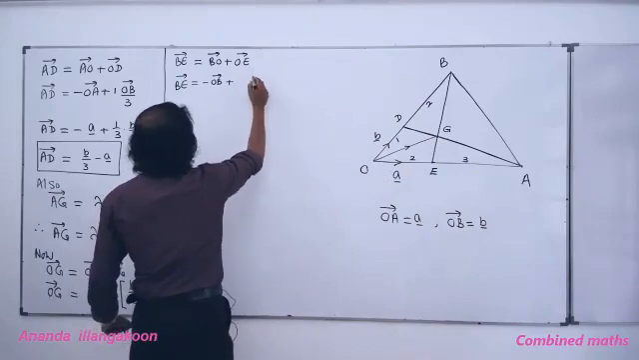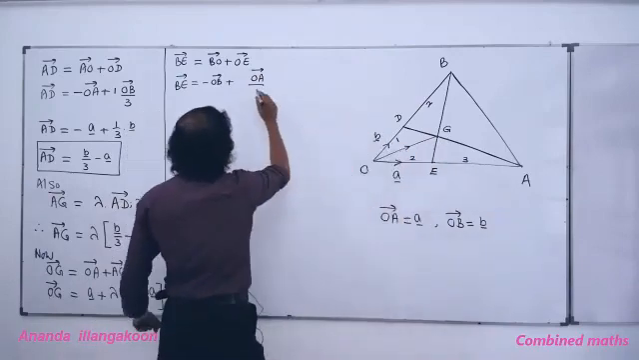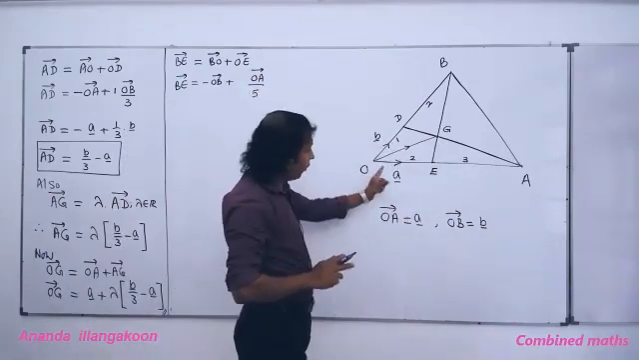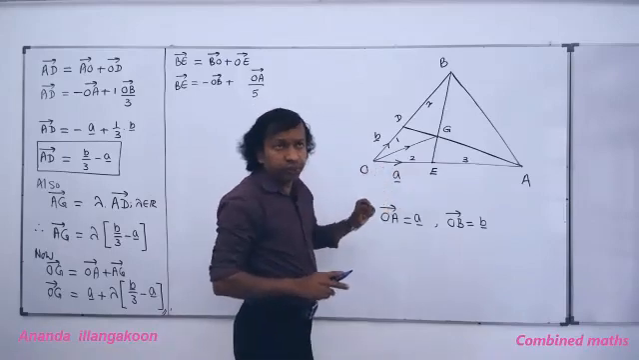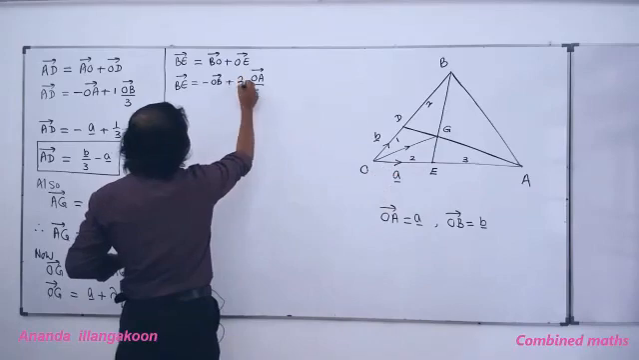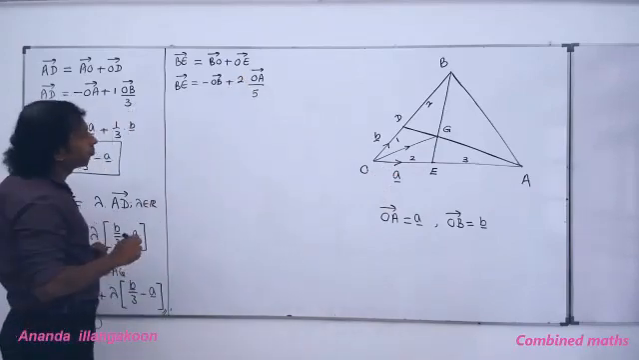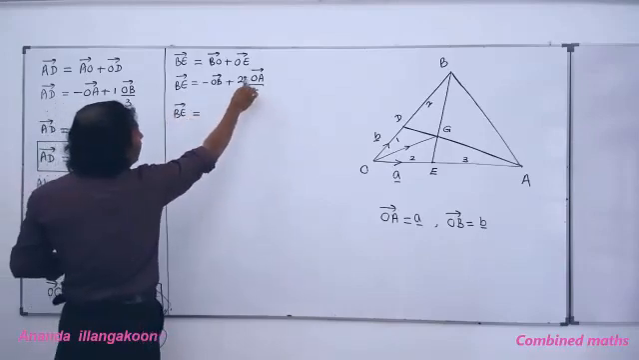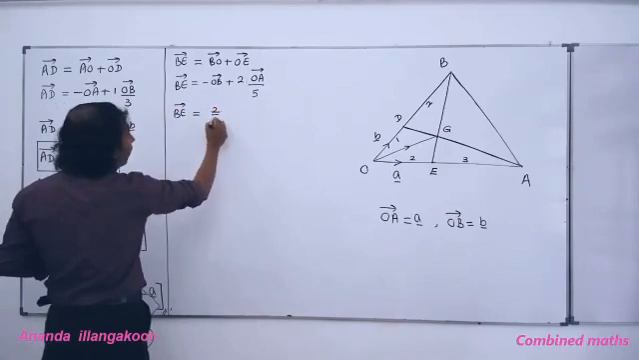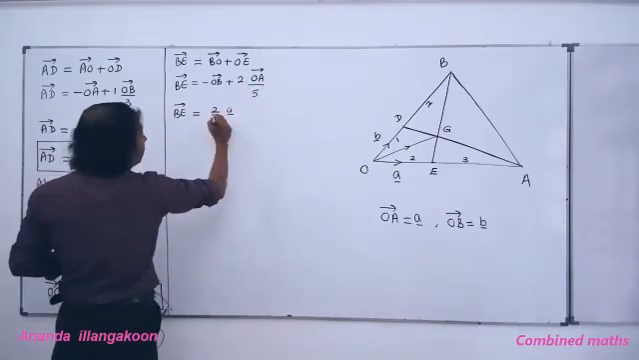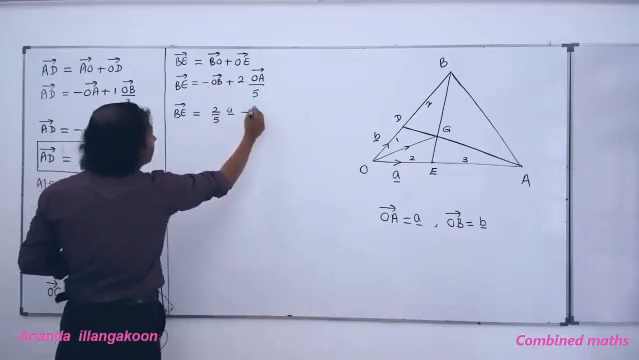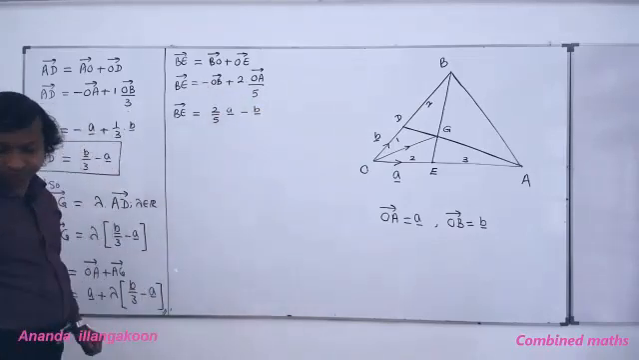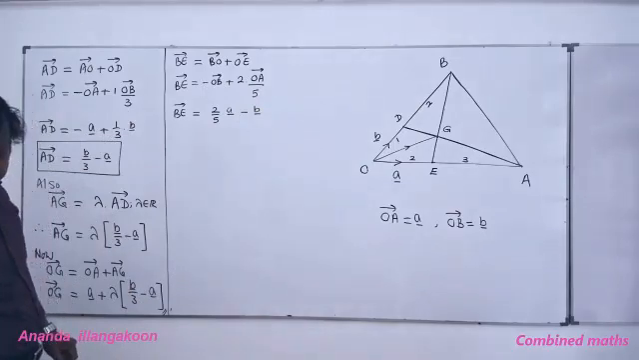OA vector I must divide by the sum of the ratios. 2 plus 3 is 5. And the corresponding ratio figure for this OA is 2. This is multiplied by 2, people. Then we can substitute. This one I am going to write first: 2 divided by 5 OA vector. OA vector is equal to a vector, OB vector is equal to b vector. That is the BE vector.